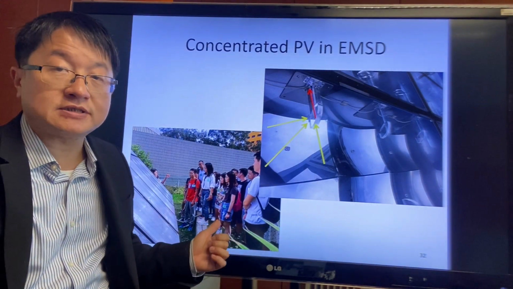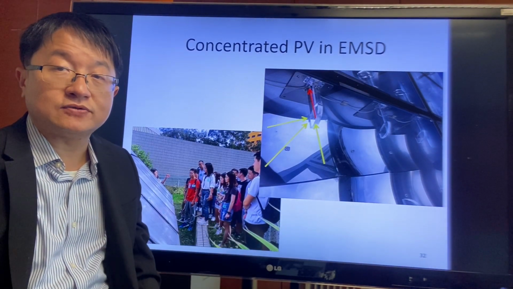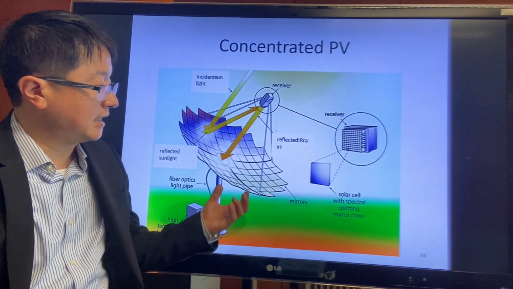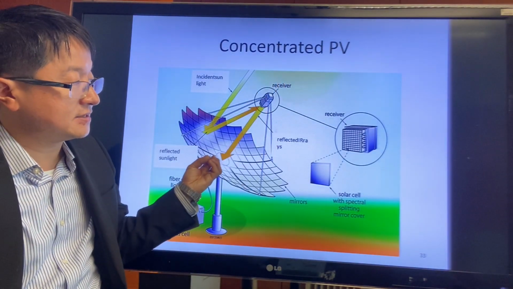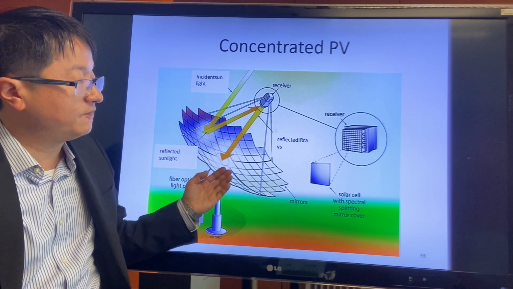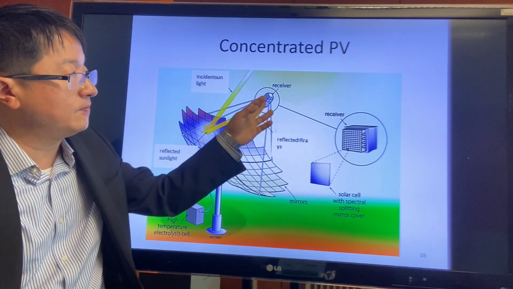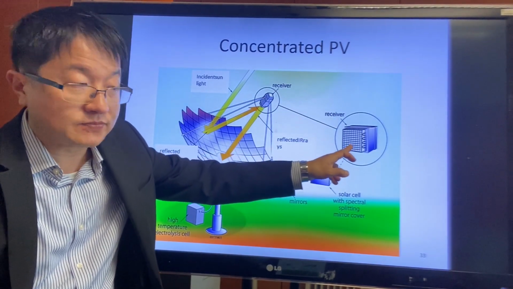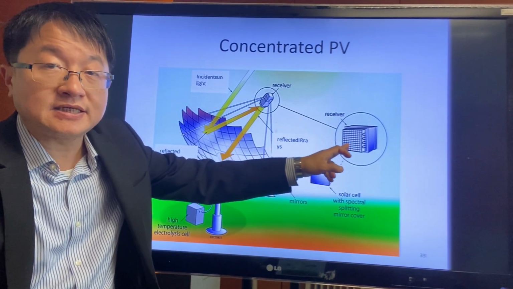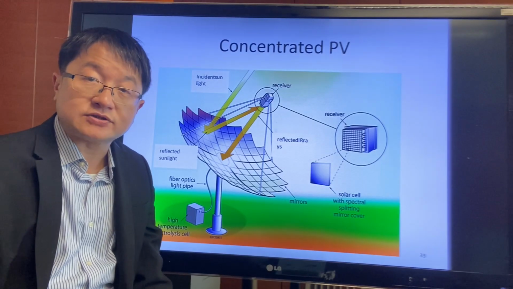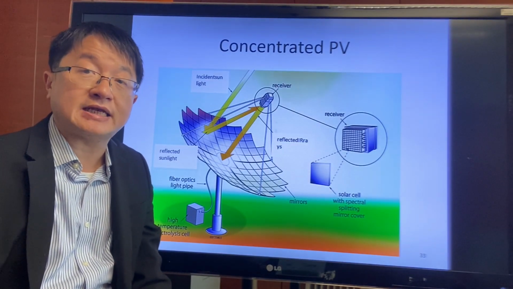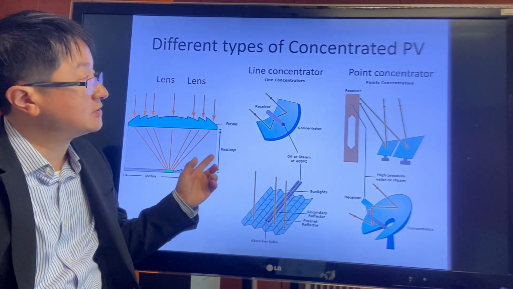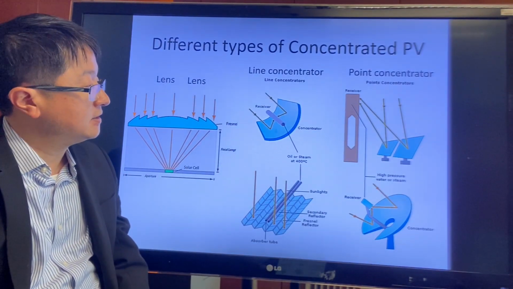So this is the picture that we taken in the visit to EMSD in the last year. So the idea is that we reflect the sunlight. Every mirror will reflect to a focal point, and in this receiver we install the silicon here. These silicons will then convert the solar energy into electric energy at a much higher power. And this is different types of concentrated power PV.